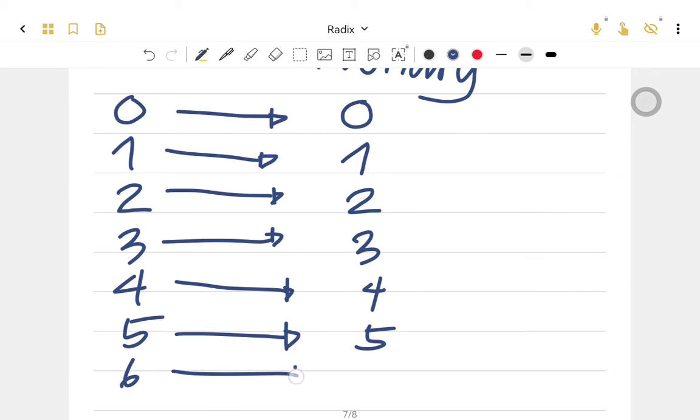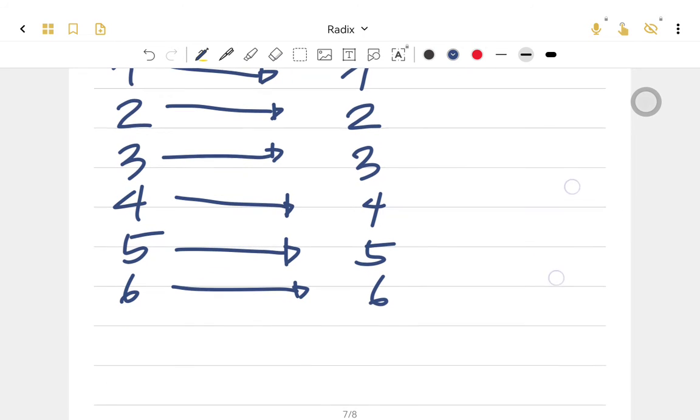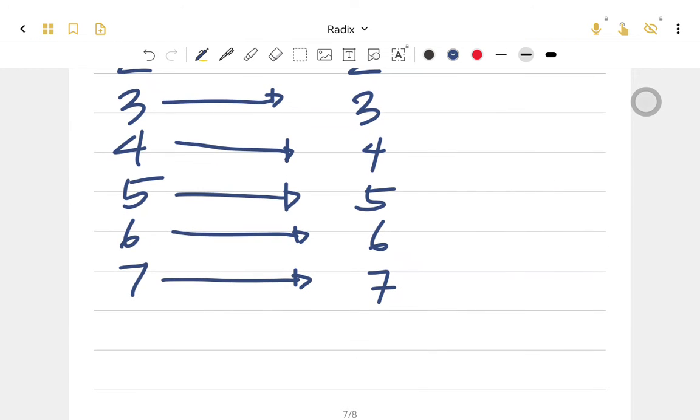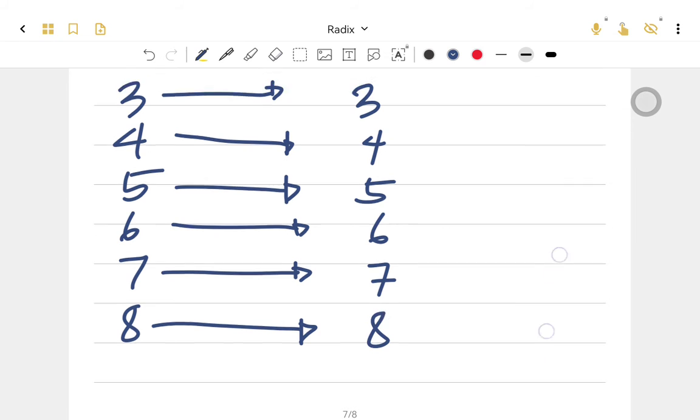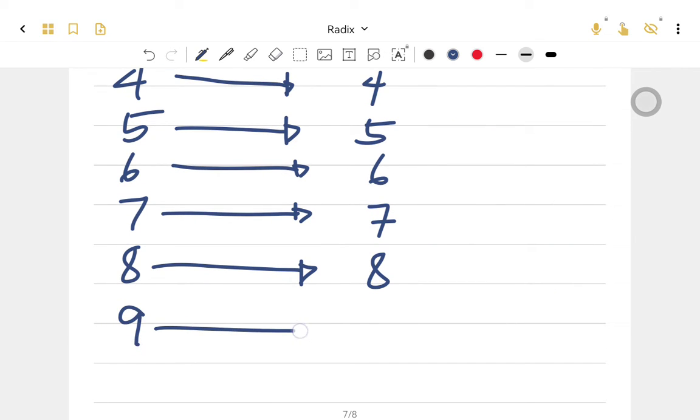6, that is also 6. And then 7, that is also 7. And then 8, that is also 8. How about 9? What is 9 in base 9? Okay, 9, that is 1, 0 with the base 9, of course.